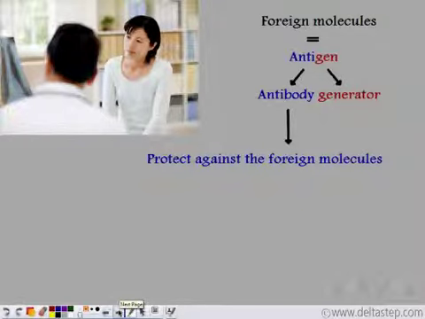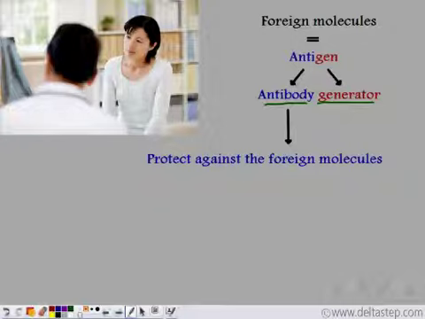So the foreign molecules that invade our body are known as antigen. Anti comes from the word antibody, and gen comes from the word generator. Antigen is an antibody generator. Now, what is an antibody? Antibody is a molecule which protects against foreign molecules that have invaded our body.